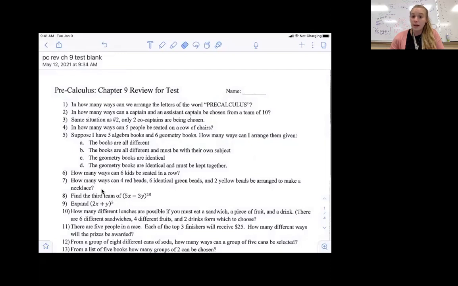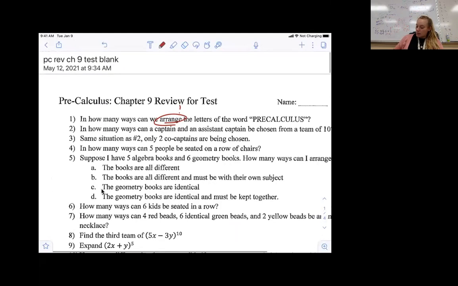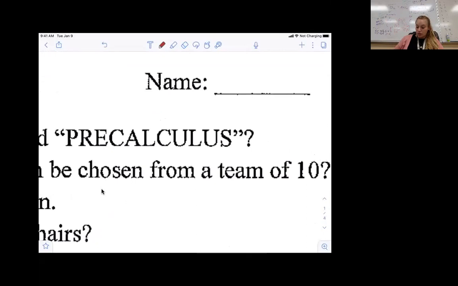So starting at the beginning, anytime we're arranging something, like batting orders, anything that we're putting in a line or in a circle, anytime the order matters, we do factorial, that's the exclamation point. So in how many ways can we arrange the letters in the word precalculus? First, we think about how many things we are arranging: 1, 2, 3, 4, 5, 6, 7, 8, 9, 10, 11. So I've got 11 letters, so I'm going to do 11 factorial. That's how many items I'm arranging.